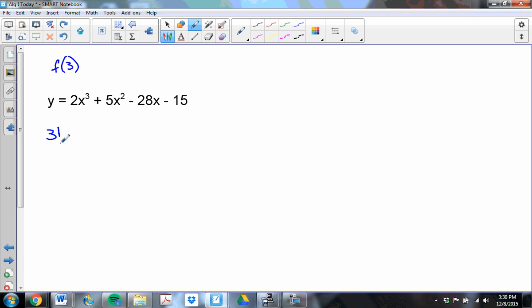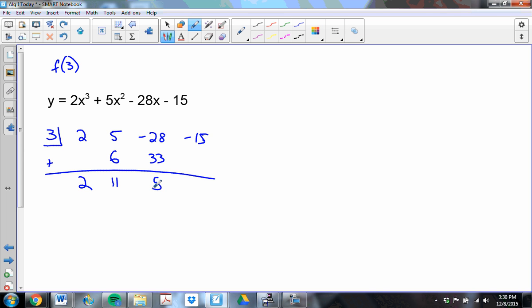So I'm going to put a 3 up here in the corner. I have 2, 5, negative 28, and negative 15. Well, first I drop down the 2 and write this here. 3 times 2 is 6. 6 goes there. I'm always adding. 5 plus 6 is 11. 3 times 11 is 33. I'm adding. Negative 28 plus 33 is 5. 3 times 5 is 15. Negative 15 plus 15 is 0. This means that f of 3 spits out a 0.